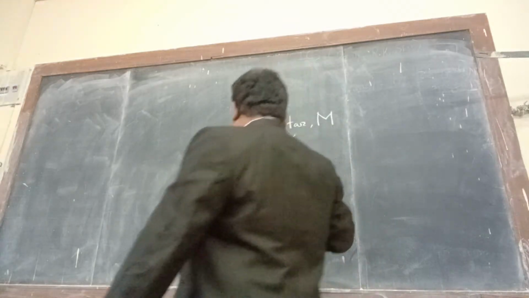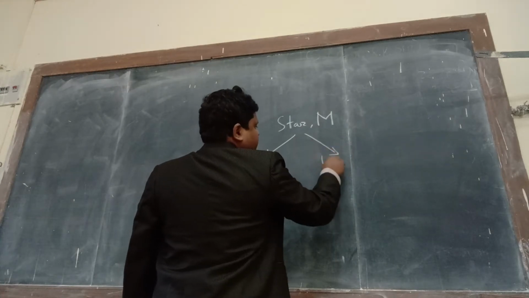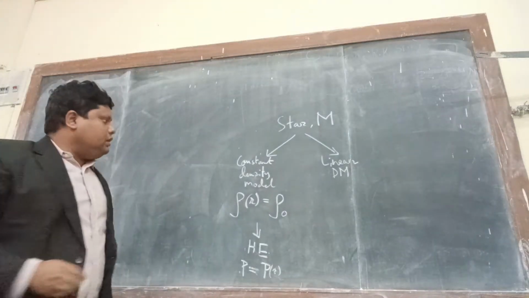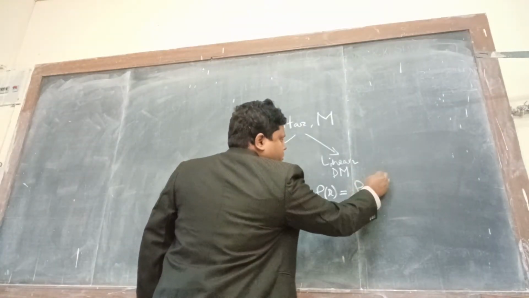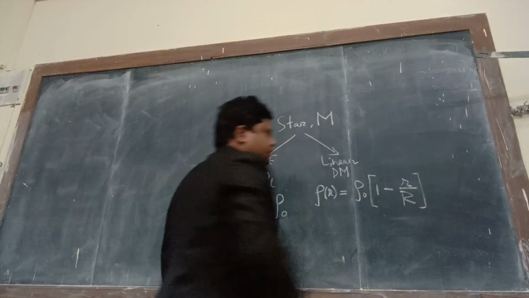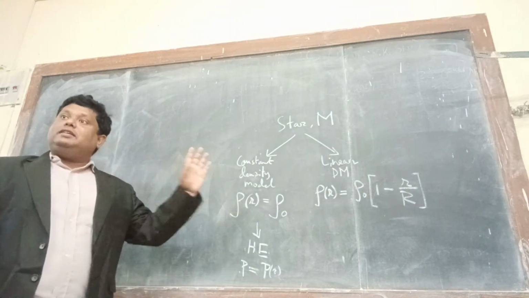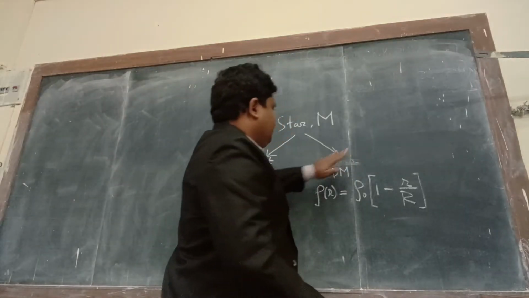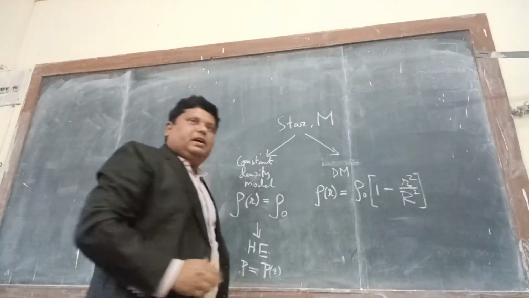Next, you can do a little bit better than this. What we have is called the linear density model. What do we do now? Next, what we assume is like this: rho 0 times 1 minus small r by capital R. Fine. Next, there is yet another model which is much more popular. It's called the quadratic density model. There we use this square.